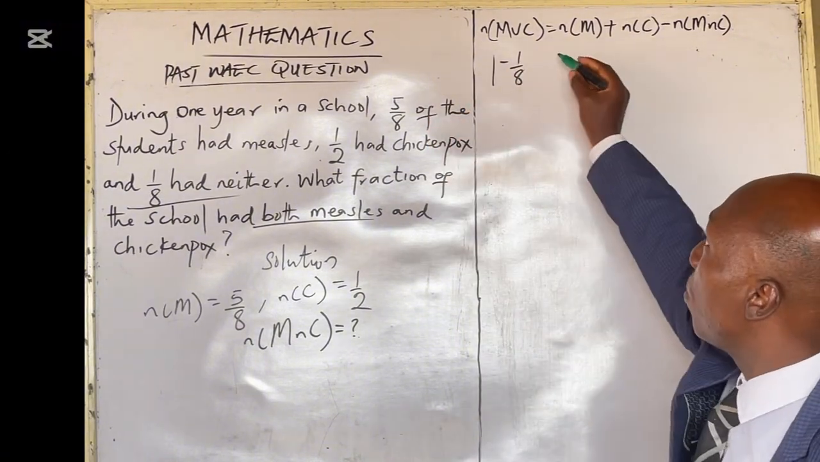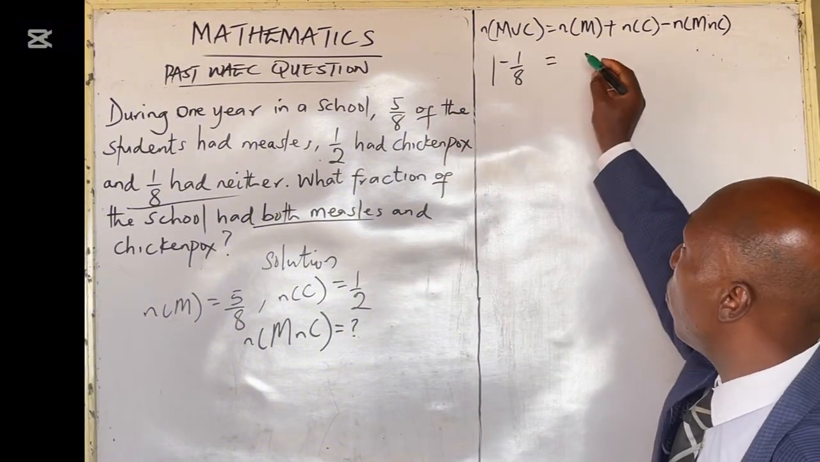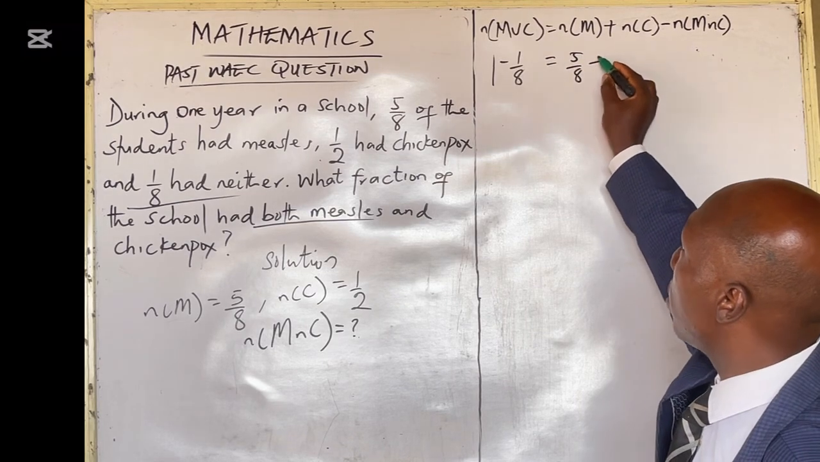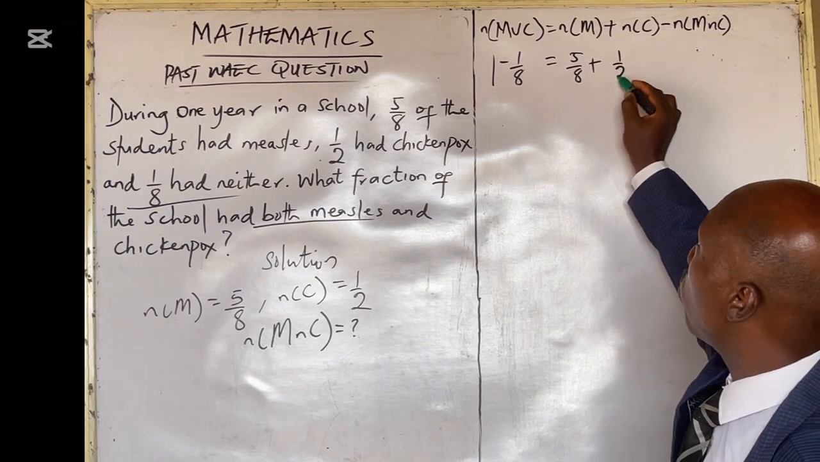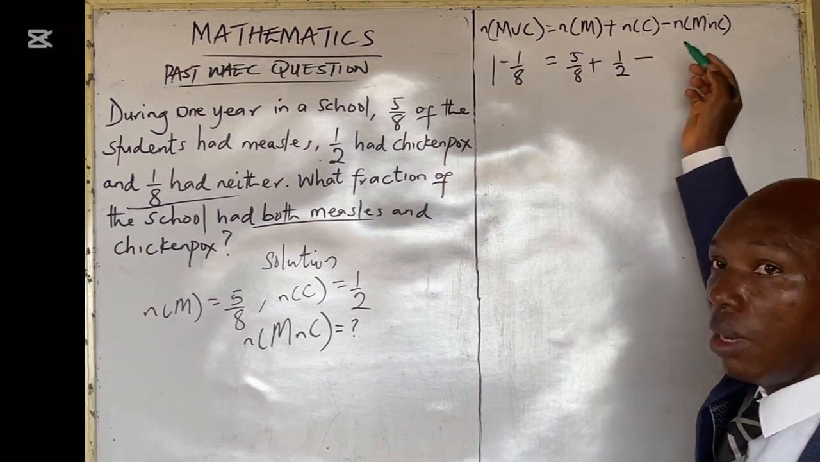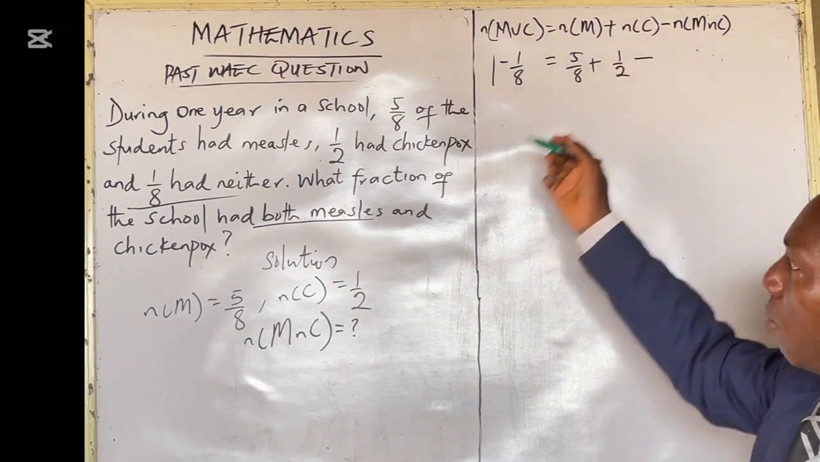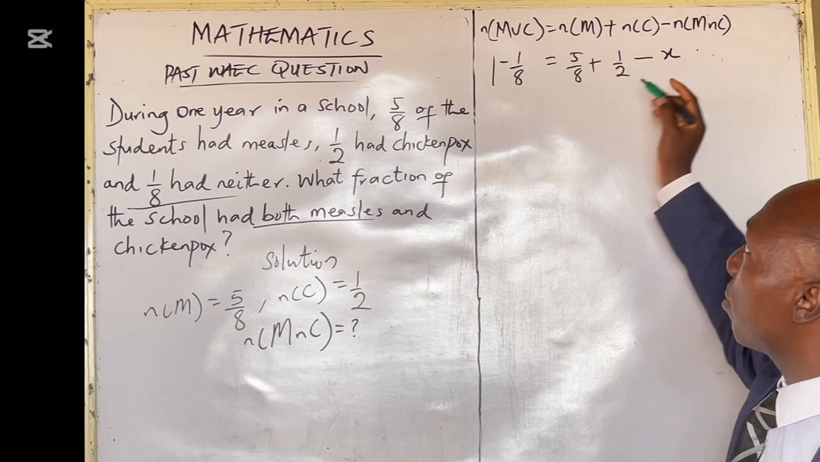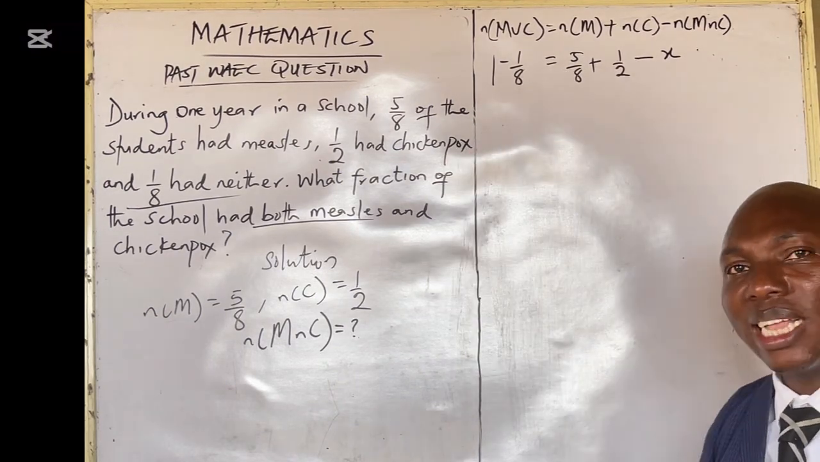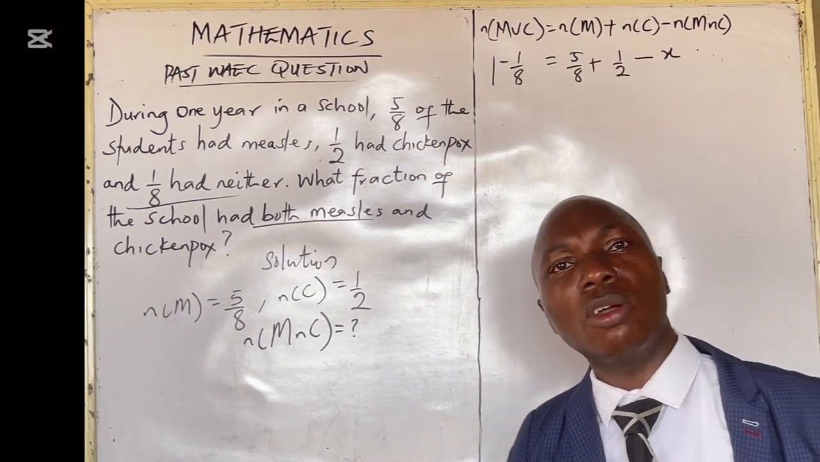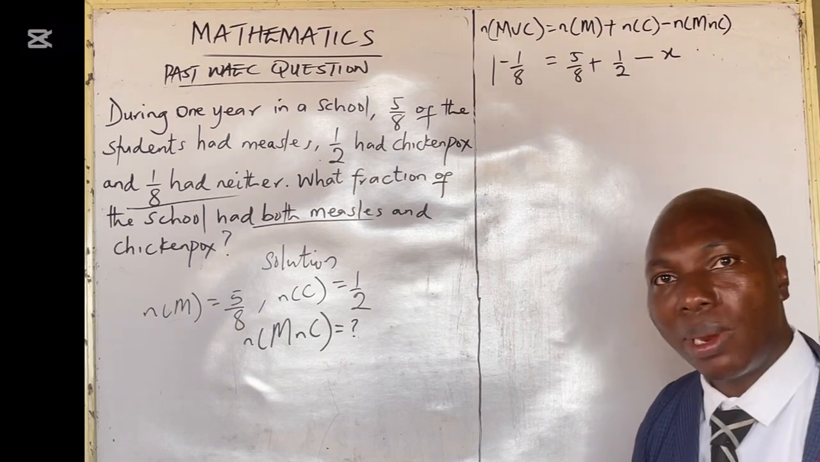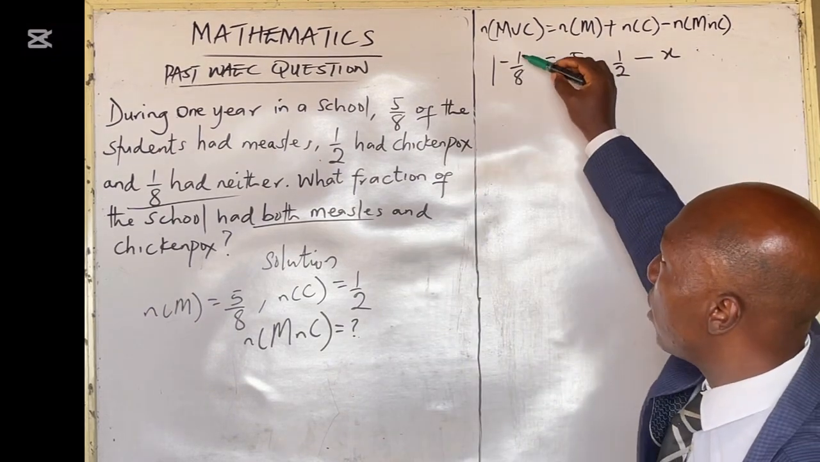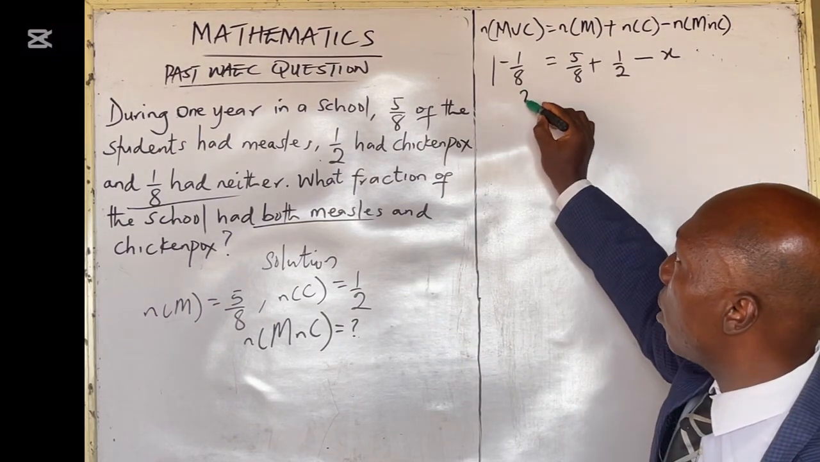So we have number of measles is 5/8, number of chickenpox is 1/2, minus X. Let's represent the number that had both measles and chickenpox with X. So 1 minus 1/8. Anytime you are subtracting a fraction from 1, the simpler approach is to say 8 minus 1. That will give you 7/8.